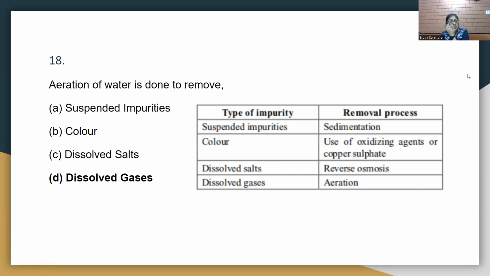So you can see here, for suspended impurities, sedimentation is used. For removing color, oxidizing agents like copper sulfate and others are used. For removing dissolved salts, processes like reverse osmosis are used. And for gases, a process like aeration is used. So that is the answer for this question.